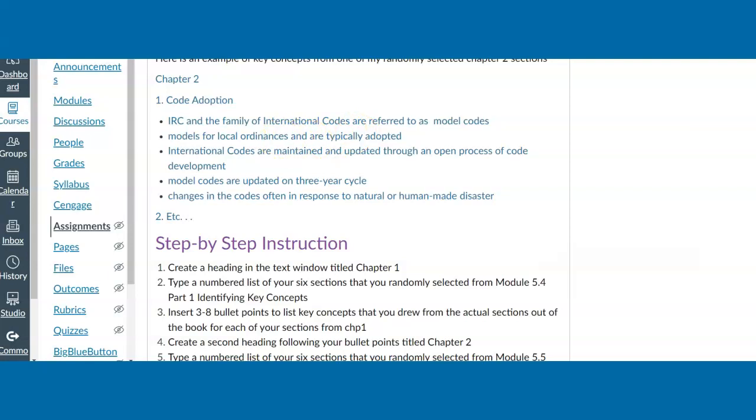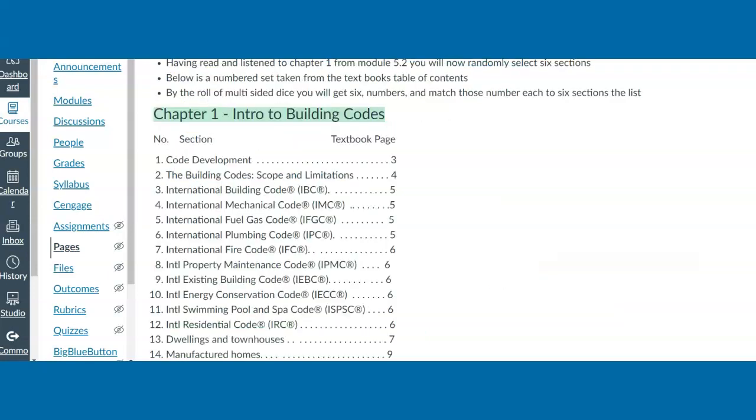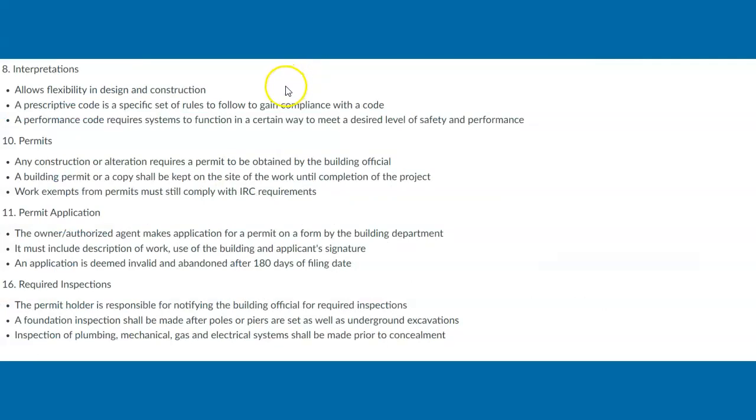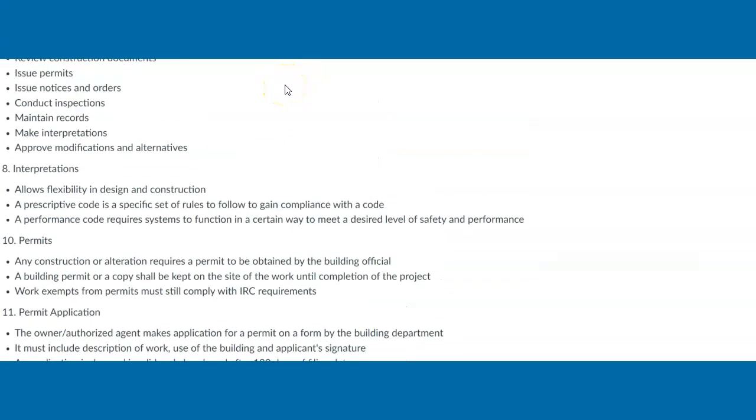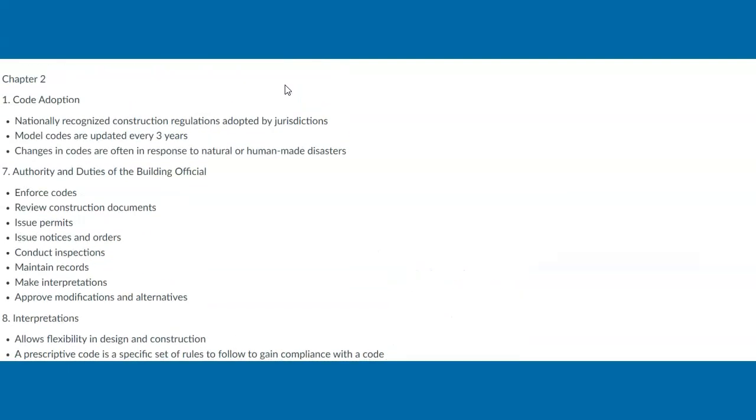Let's look at an example of some of the work the students have turned in. This person turned it in, and for privacy reasons, I'm not showing you their name. So this person did it perfect. Chapter 2, number 1, code adoption. And then they put their bullet points. So they originally started with 1, 7, and 8. Then they squeezed in these bullet points when they went and read chapter 1. This is what they got.